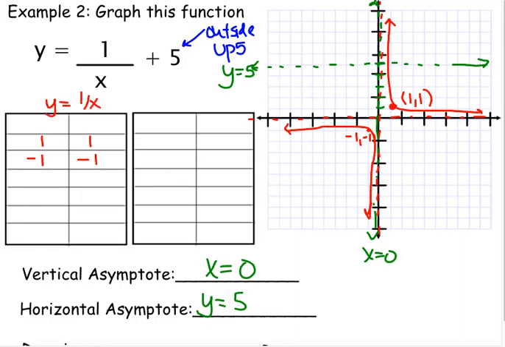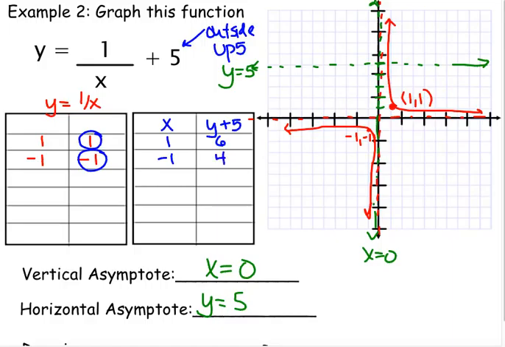Now, how do we get those to go up? You can either physically count up 5 units or add 5 to all your y values. So I'll do both. So my x's are going to stay as they are, 1 and -1, and then my y's, I have to add 5. So 1 plus 5 is 6. -1 plus 5 is 4.